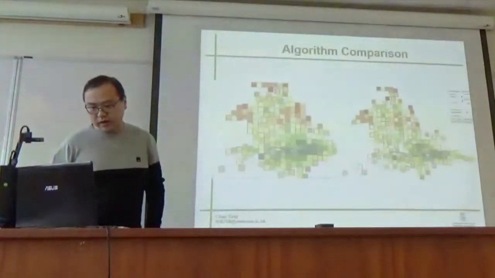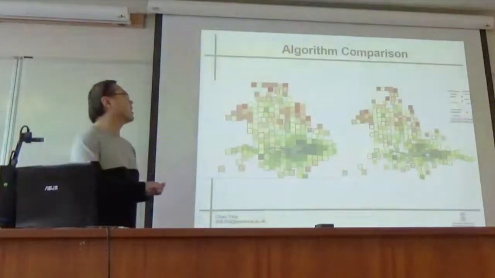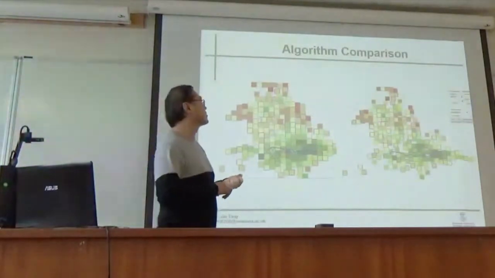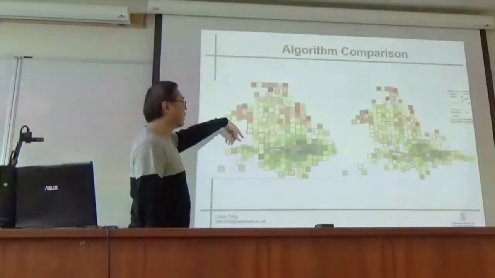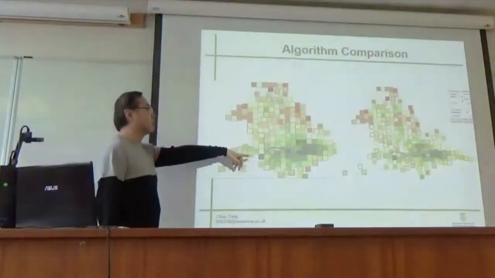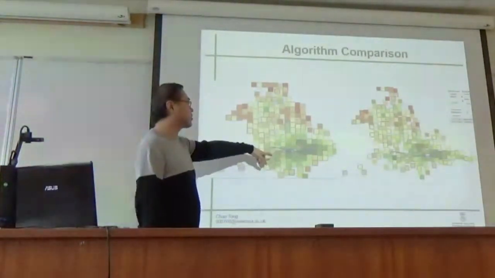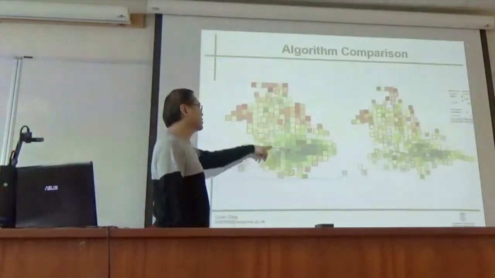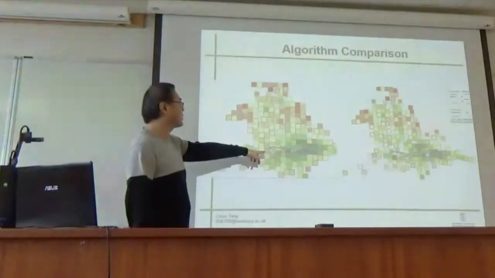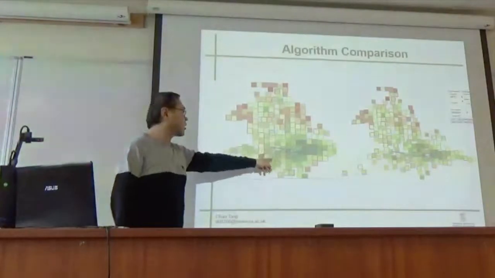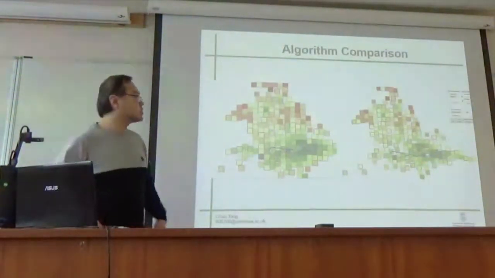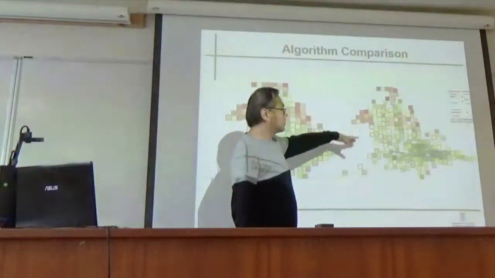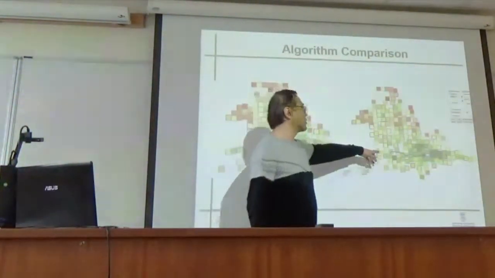So here are some results generated by our algorithm. Here is the original cartogram without using our topological preservation algorithm. You can see that there are some errors here, which we indicated by crossing the region. And this image uses our topological preservation algorithm, and you can see there are no errors.